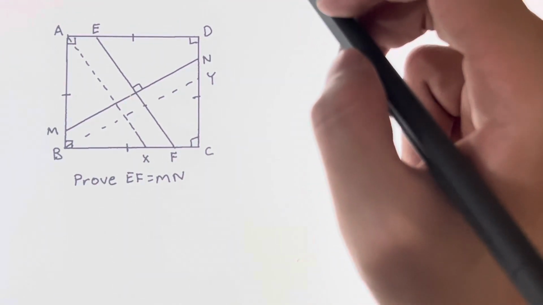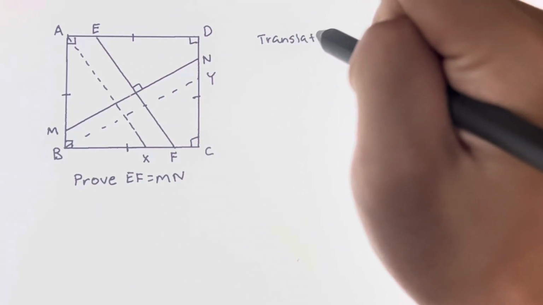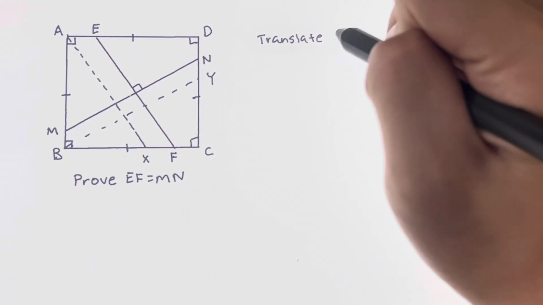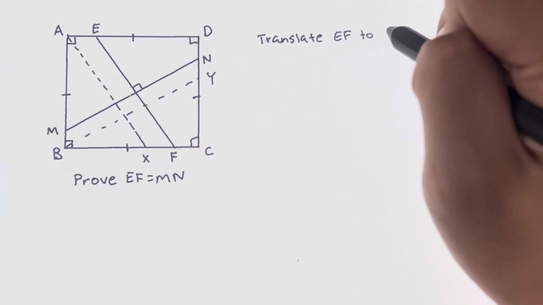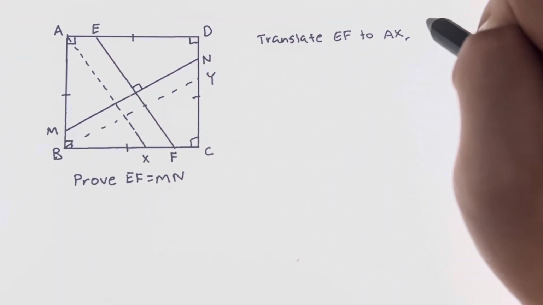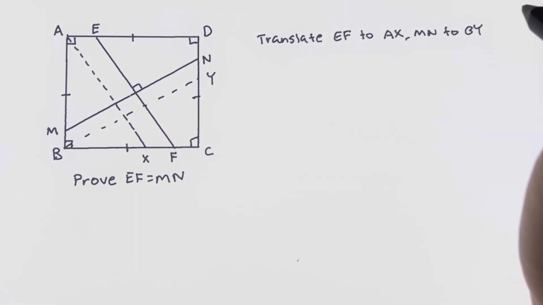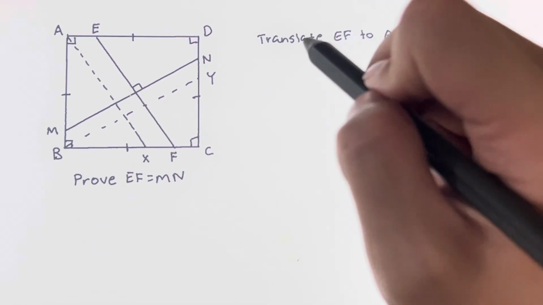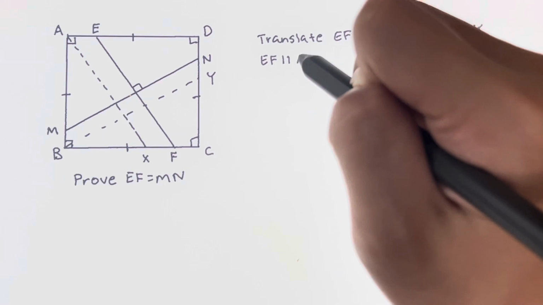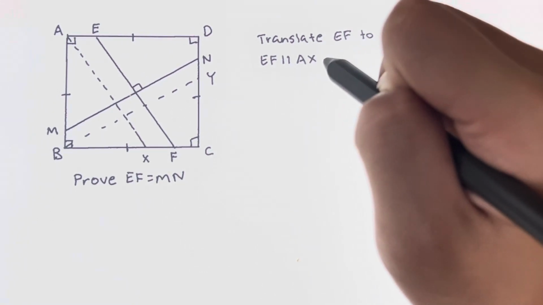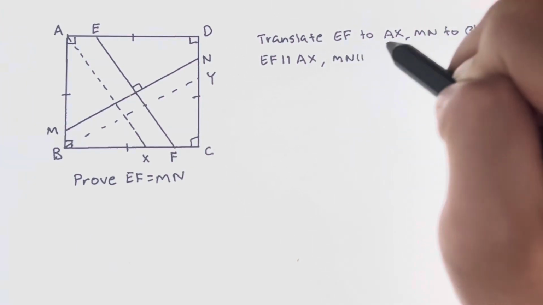So now what do we do? Well, we first translate EF to AX and MN to BY. After that, by properties of translation, we know that EF is parallel to AX and MN parallel to BY.